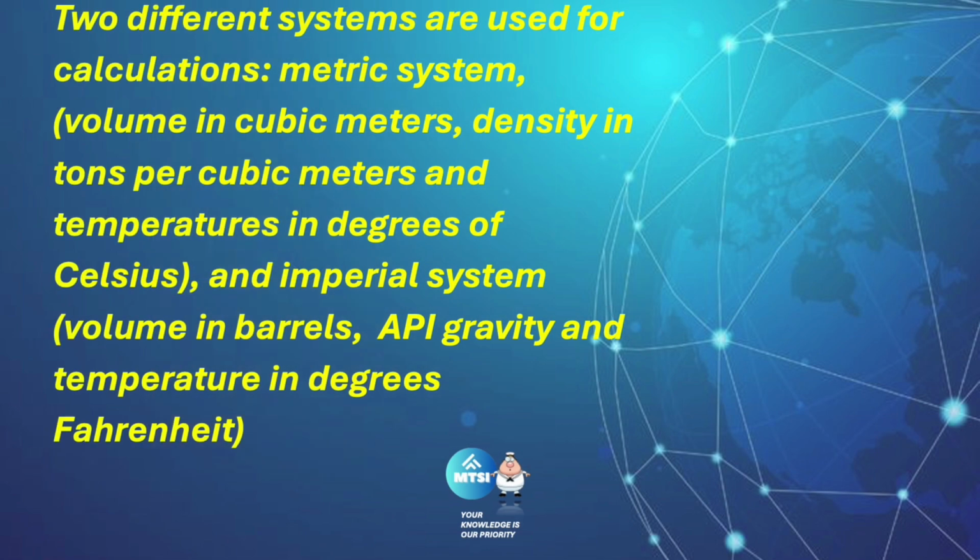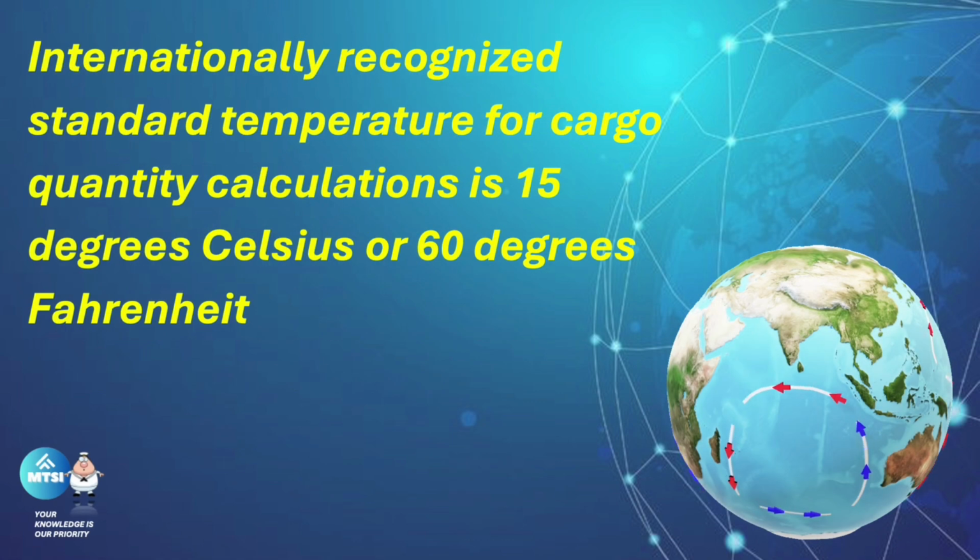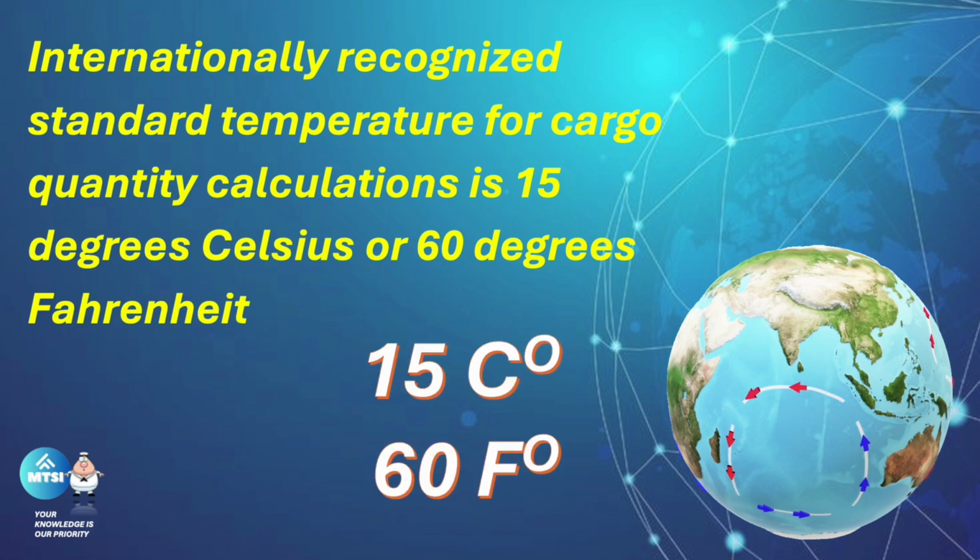Two different systems are used for calculations: the metric system, with volume in cubic meters, density in tons per cubic meter, and temperature in degrees Celsius; and the imperial system, with volume in barrels, API gravity, and temperature in degrees Fahrenheit. The internationally recognized standard temperature for cargo quantity calculations is 15 degrees Celsius or 60 degrees Fahrenheit.